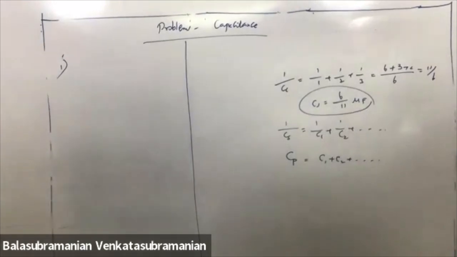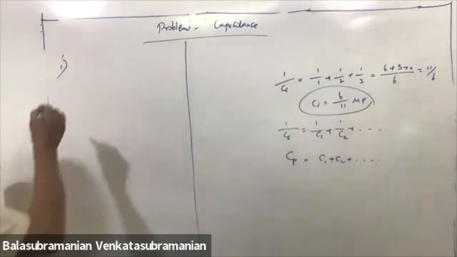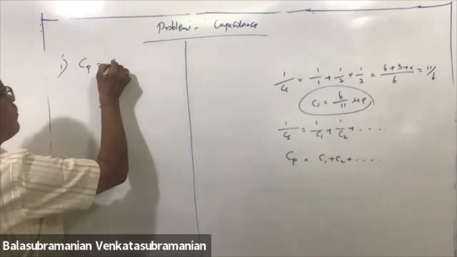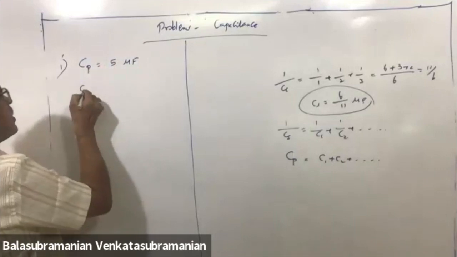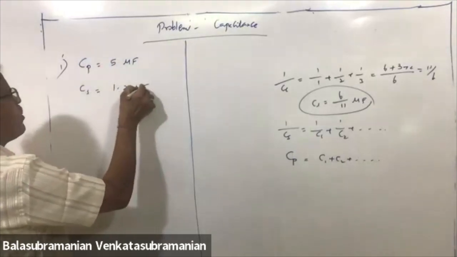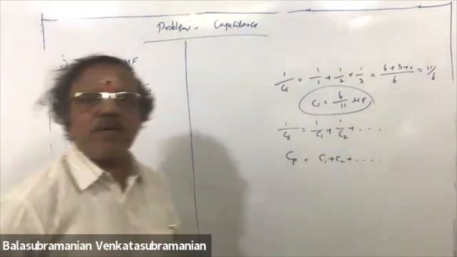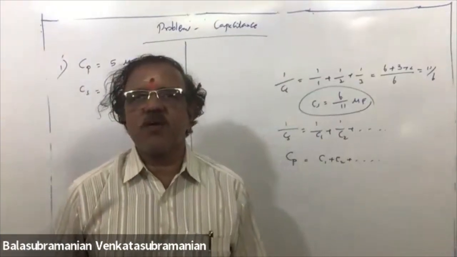First problem. Two capacitors have a capacitance of 5 microfarad when connected in parallel and 1.2 microfarad when connected in series. Calculate their capacitances. In parallel, given as 5 microfarad, in series 1.2 microfarad. Calculate the capacitances. C1 and C2 you have to calculate.